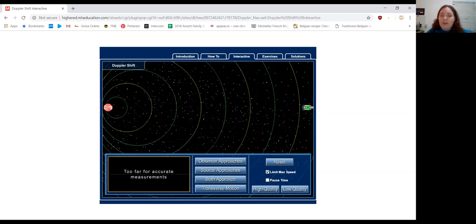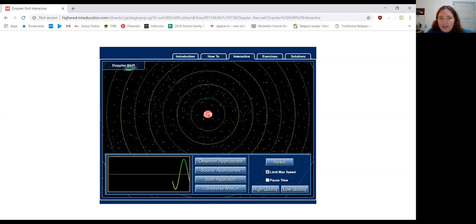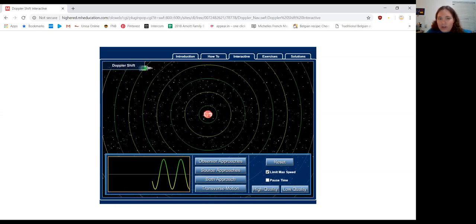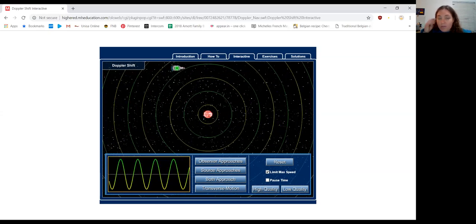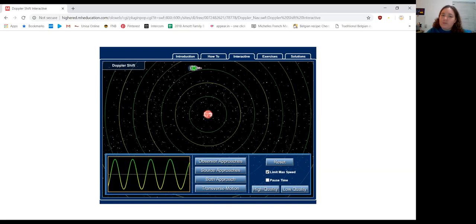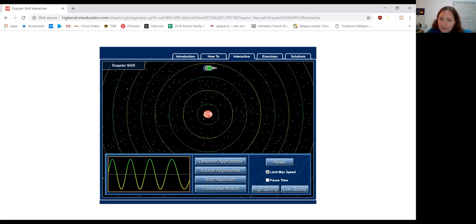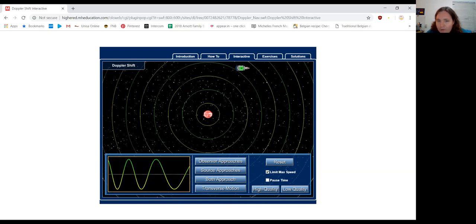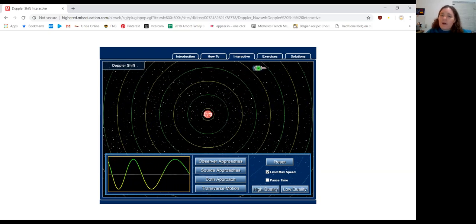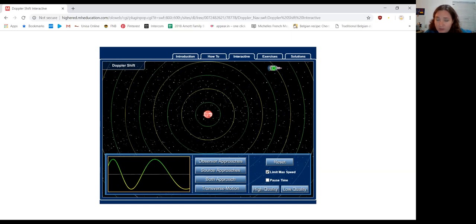All right, a transverse motion, it's a little bit tricky. That's where it's going across and it's not actually moving directly towards or directly away from. And usually with the transverse motion, there is a small amount of effect, a little bit. You'll see there we had a slightly lower frequency than normal, but it isn't quite as pronounced. We're not going to test you on those.